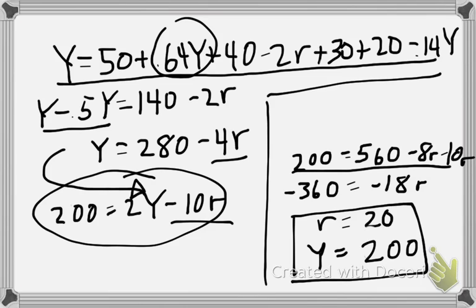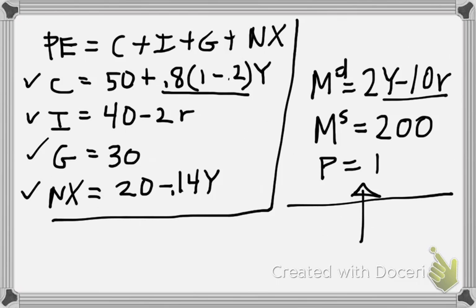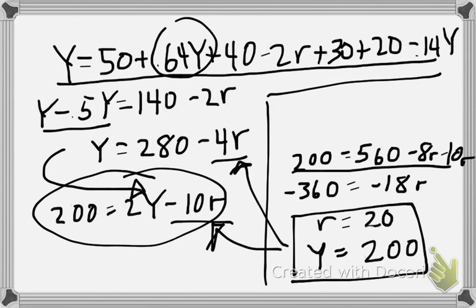We can plug those back into the LM curve and the IS curve to double check. We could go back to our original IS equations and make sure everything was consistent. That level of GDP, planned expenditure, should be equal to GDP. So we could plug that all in and verify.